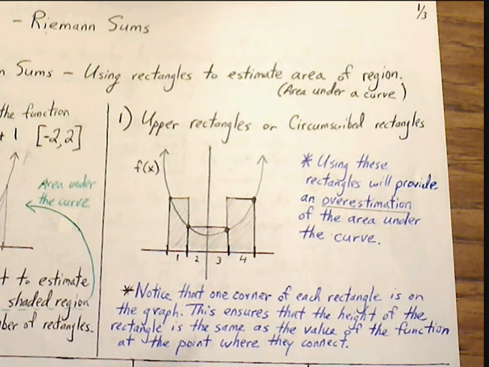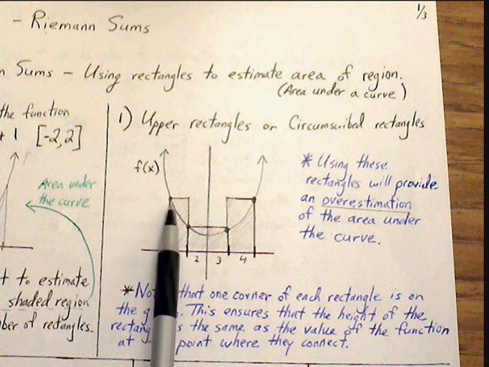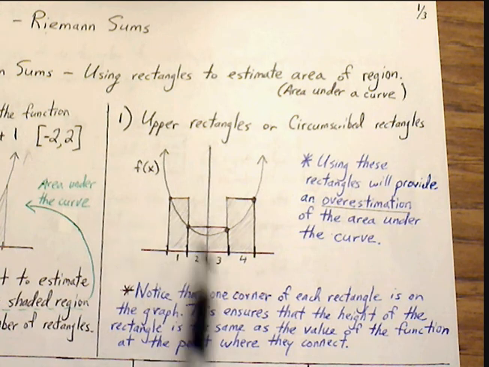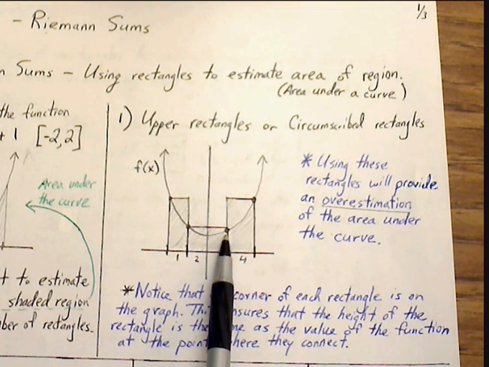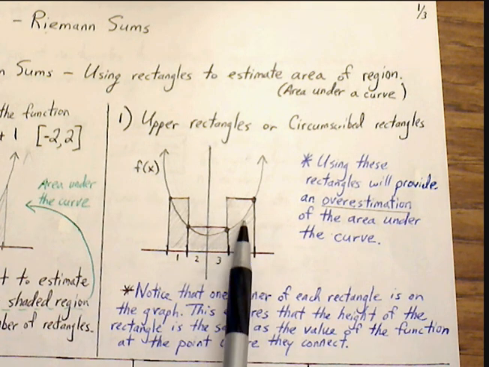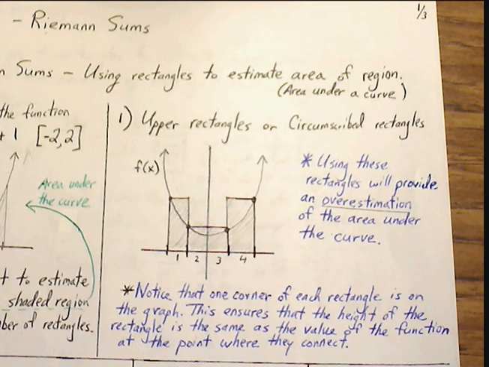Okay, we have to be careful of how we draw these rectangles, though. Notice that one corner of each rectangle is on the graph. For the first rectangle, we see that we have a left point that's connected to the curve. For the second rectangle, it's going to be a left endpoint. For the third rectangle, that's a right endpoint, and the fourth rectangle, it's the right endpoint. Notice that one corner of each rectangle is on the graph. This ensures that the height of the rectangle is the same as the value of the function at the point where they connect.